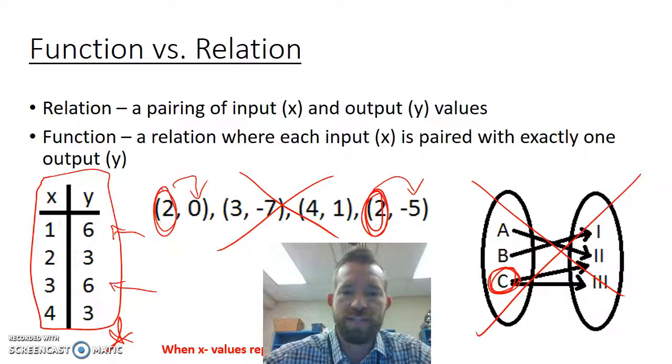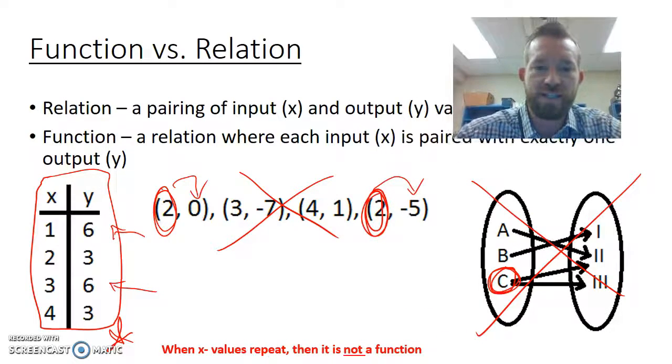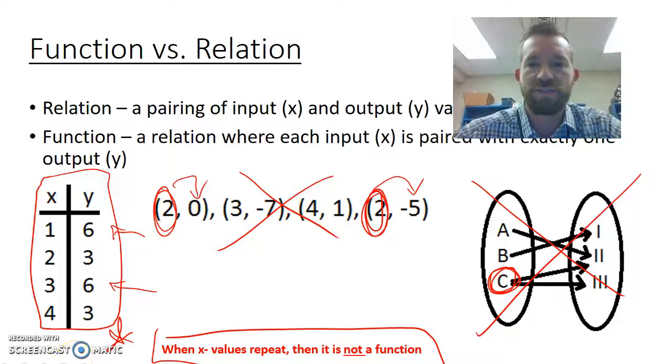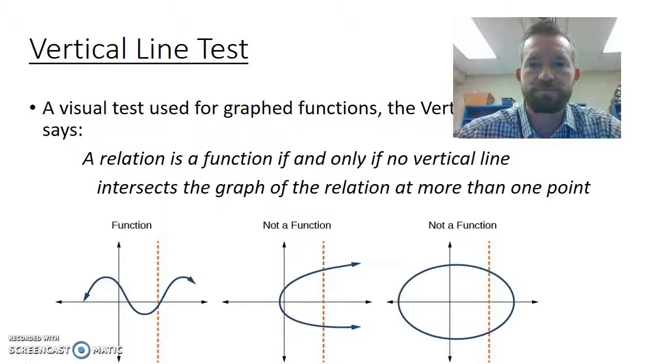So one little key thing here when you have these kinds of deals: when x values repeat, you know you don't have a function. And that's really the rule for this.